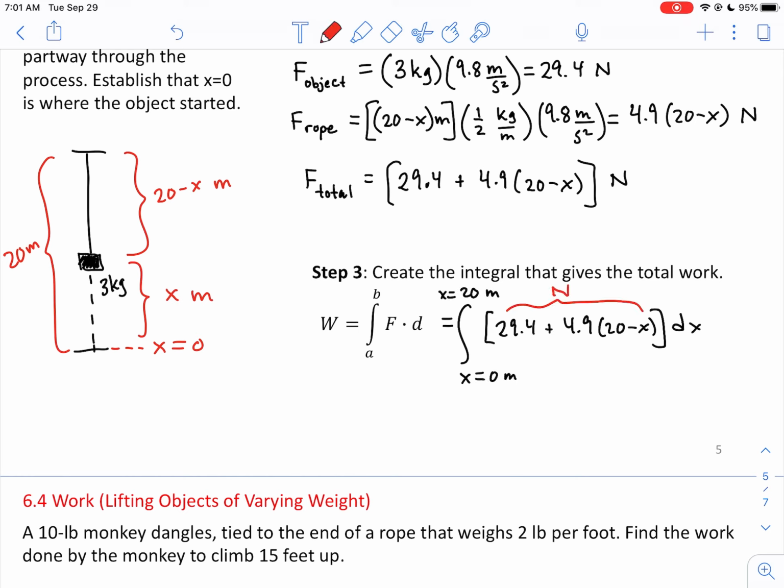The unit of this part of the integrand is newtons, and then the unit of the differential is meters. So these units here need to match the unit of the differential essentially. And you want that differential to be meters, therefore you want your limits of integration to be meters as well. And we get newton times meter, so that's newton meters or joules. I'm not going to take the time to do the integration here. I'll leave that to you to do on your own. The emphasis here is just how to set this up, but in the end you should get 1,568 newton meters or joules.